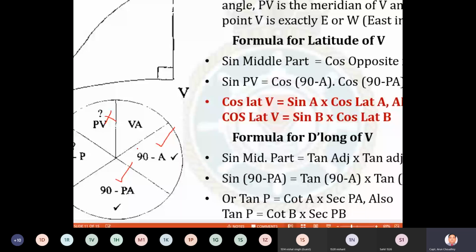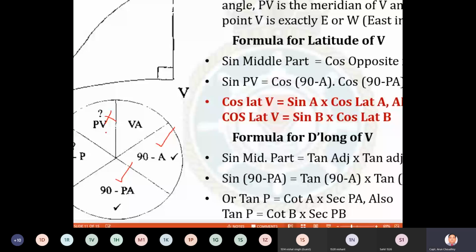Now how do we do it? We have to apply our mind, like which formula can be used here. Sine of PV is equal to cos of both these parts. Sine of middle part, that is sine of this PV, is equal to cos of this and cos of this, and that is the formula being used here. Sine of PV is equal to cos of 90 minus A and cos of 90 minus PA. If we calculate this using a calculator, you can get the value of PV.